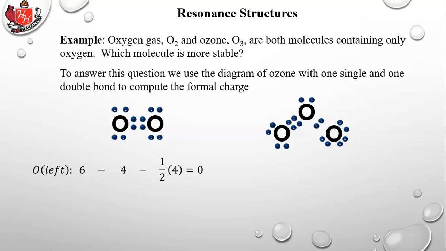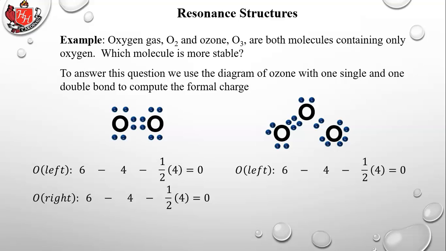So let's first analyze the O2 molecule. Oxygen has 6 valence electrons. The one on the left has 4 lone pair electrons, the 2 on the top and the 2 on the bottom. And then it has 4 bonding electrons with the other oxygen, so you give it credit for half of those. And 6 minus 4 minus half of 4 is going to give you 0. So the oxygen on the left of the O2 diagram is very stable. The oxygen on the right is exactly the same, just flipped around, so it's also 0 and also very stable. Now let's look at ozone.